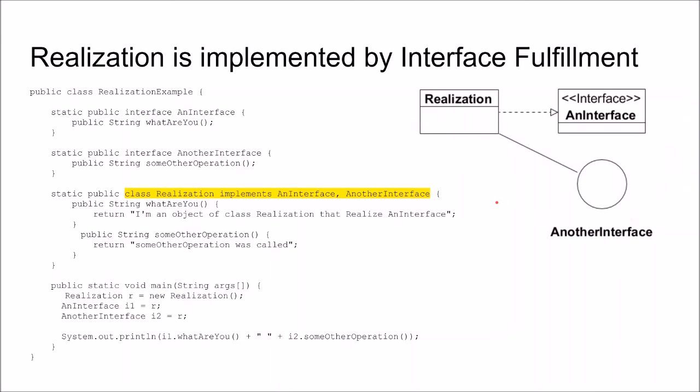Please note that there are two different ways of showing interface realization. You have the normal notation and you have the lollipop notation. The lollipop notation is more common in component diagrams, but sometimes you also see it in class diagrams. But it means exactly the same thing.